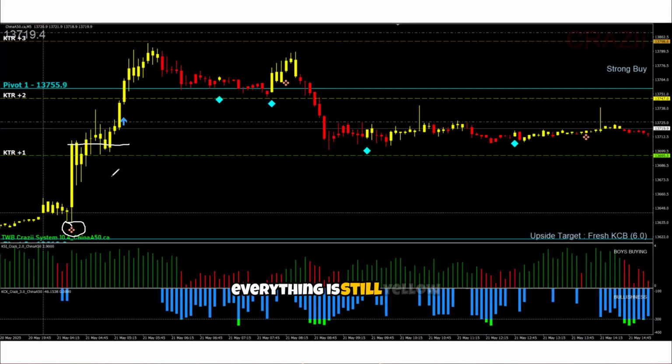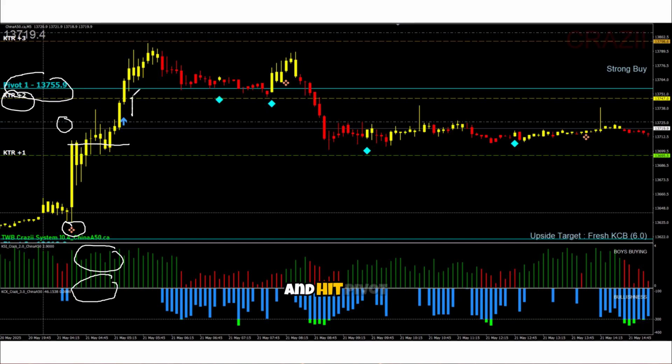Okay, and because everything is still yellow, boys are still buying, cases still buying. So no reason to cut a position. You hold it, right. The first target will be ML. This is the MLP. Then you go higher again, KTR, and then the final one is pivot. All right, it brushes and hits pivot. That's why the blue arrow will pop up. But after a while later, the market just missed the KTR plus 3 by a little bit.